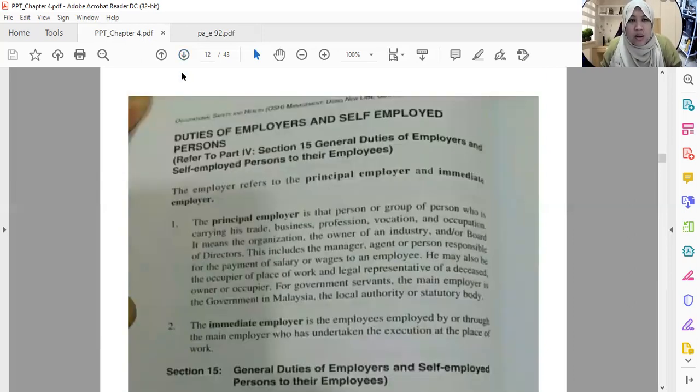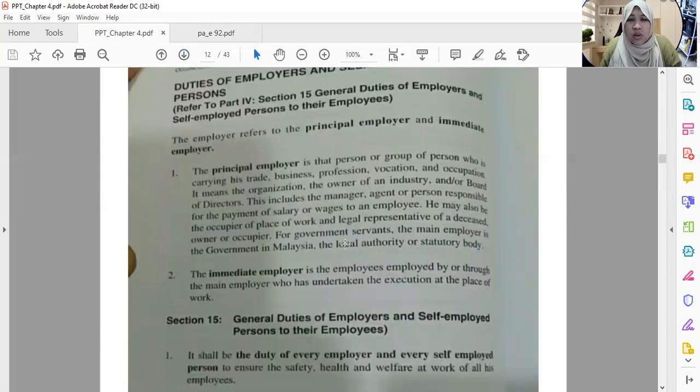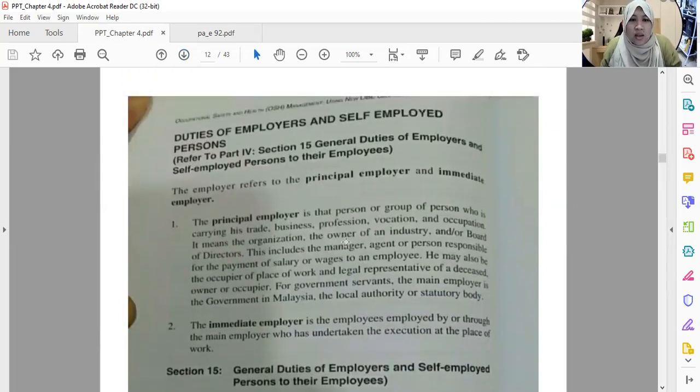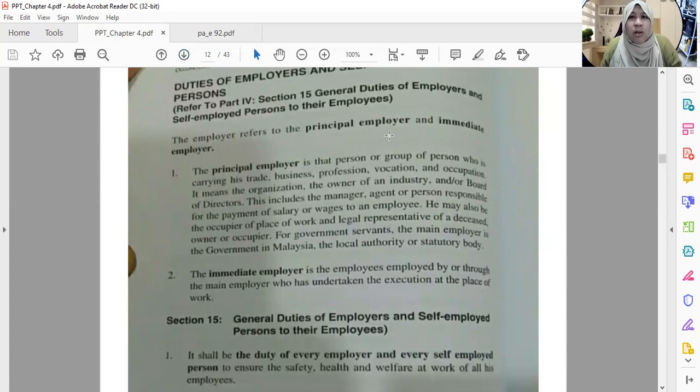Okay, so the duties of employers and self-employed person ni actually is retrieved from some of the OSHA act. Okay, this is under subsection 15, which is the part 4, general duties of employer and self-employed person to their employees. So the employer refer to the principal employer and immediate employer. Dia kata majikan ini adalah merujuk kepada principal employer. Maksudnya employer ni majikan yang kita sedang bekerja, dan immediate employer. Immediate employer ni dengan siapa kita report duty.